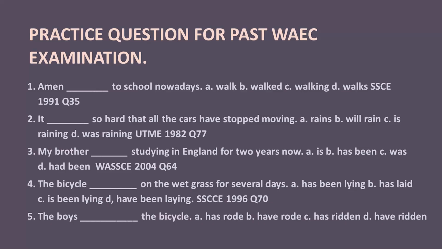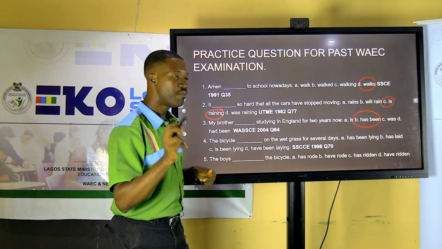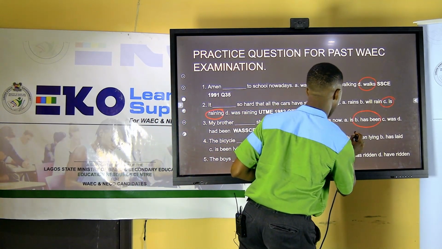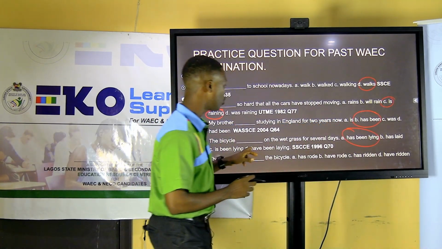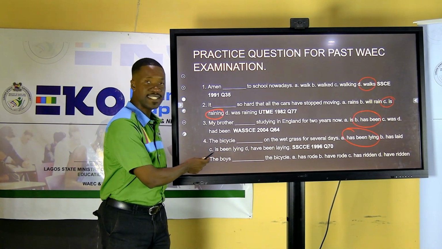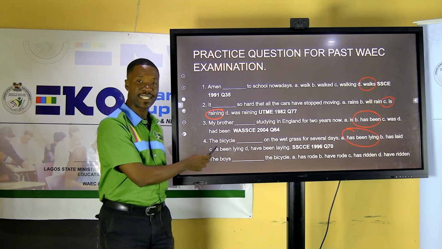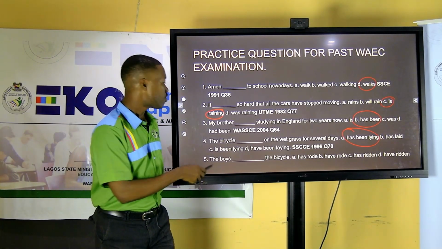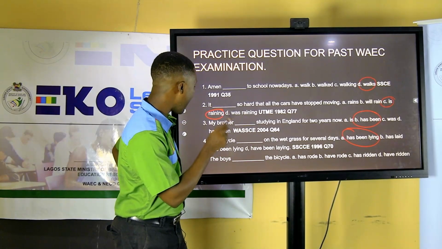Number 4, the bicycle dash on the wet grass for several days. Is it has been lying, has laid, is been lying, or have been lying? It is taken from 1996 SSC past question, question 70. Can someone help me with that? Yes. Beautiful. The answer is what? The bicycle has been lying. Please note this particular question. I said it earlier on in the class that is cannot work with been. It will only go with being. So it has to be has been lying.